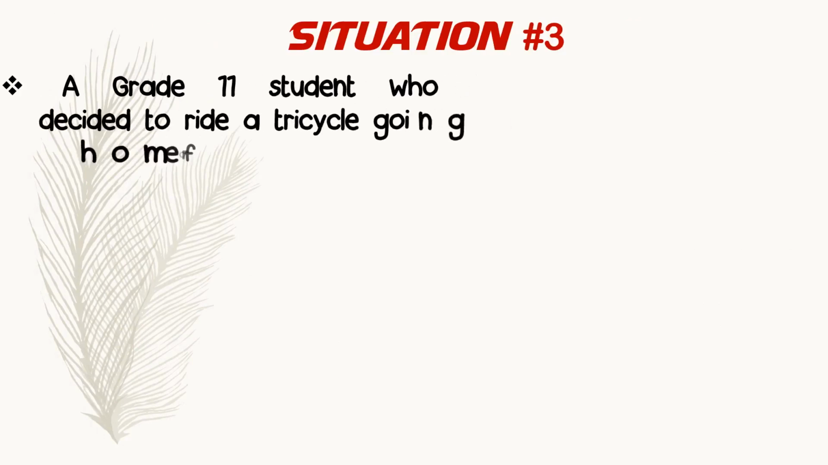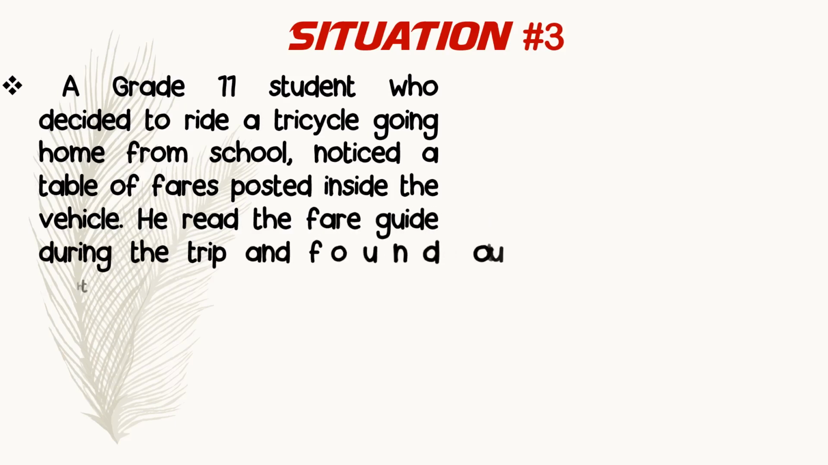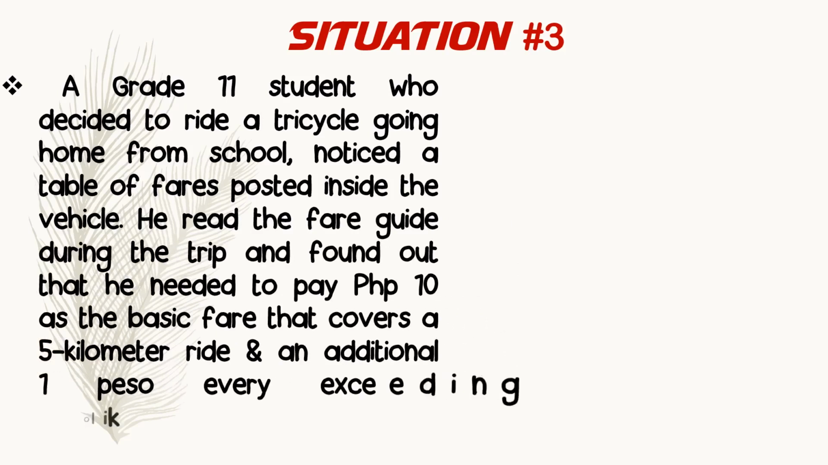Okay, let's have the last example. Situation number 3. A grade 11 student who decided to ride a tricycle going home from school noticed a table of fares posted inside the vehicle. He read the fare guide during the trip and found out that he needed to pay 10 pesos as the basic fare that covers a 5-kilometer ride and an additional 1 peso for every succeeding kilometer. So for 5 kilometers or less, you will pay 10 pesos, and for every additional kilometer, they will add 1 peso.